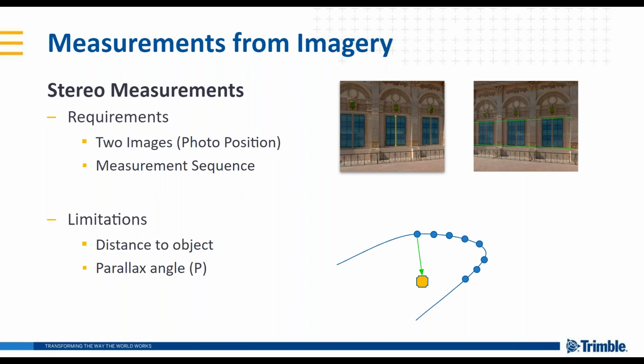In addition to that, you have to keep in mind your parallax angle, which is simply the angle between the two measurement rays. Meaning that if we have an object like the yellow square in the middle, we have to be sure that we're not picking from the next image, which is very close and will cause a very small parallax angle, but rather pick from a further image, which will give us a bigger parallax angle closer to 90 degrees.